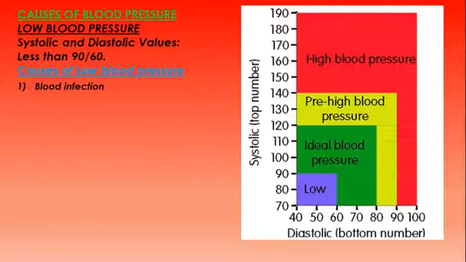Blood infection. When the blood cells become infected with disease, there's a likelihood that they don't carry the oxygen to the cells. The cells do not get enough oxygen, and activities of the heartbeat also lower, leading to low blood pressure.